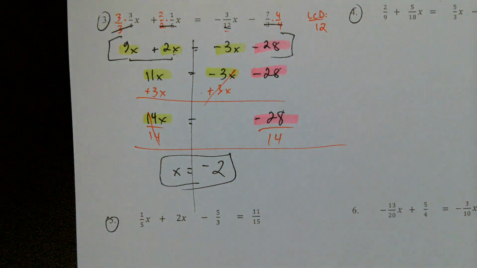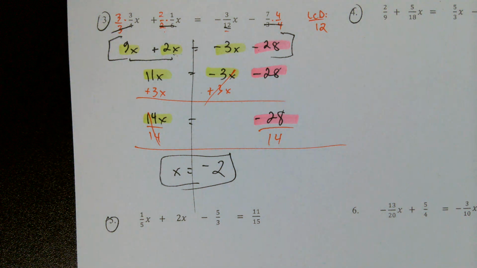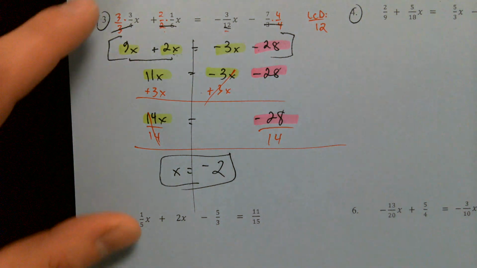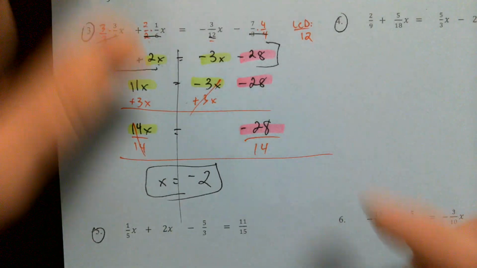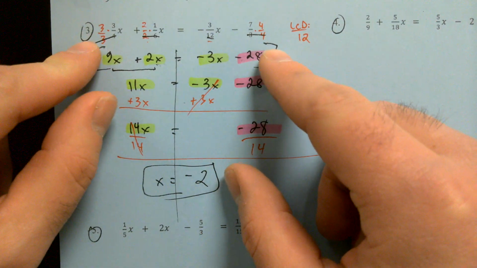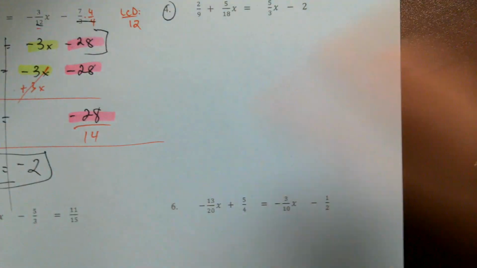Does that make a little sense, or is that still kind of a lot? It makes sense if it's a lot. It's a lot to think about. Let's look at number 4 and see if we can kind of see what we're doing there. Number 4. How do I get these red fractions? Great question. Let's take a look at number 4 and figure that out.